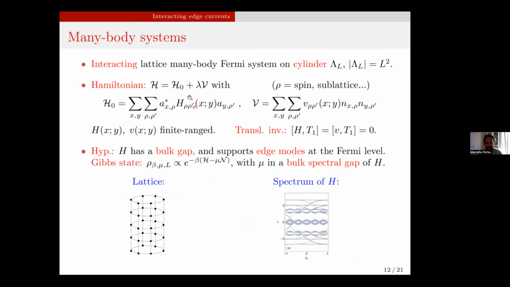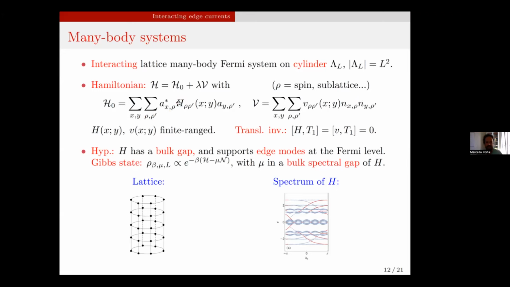So it's a second quantization of a single particle Hamiltonian plus a many-body or density-density type interaction. With respect to before, I'm also including internal degrees of freedom. That's just to make the setting more general. But there is no big conceptual difference to what we had before.